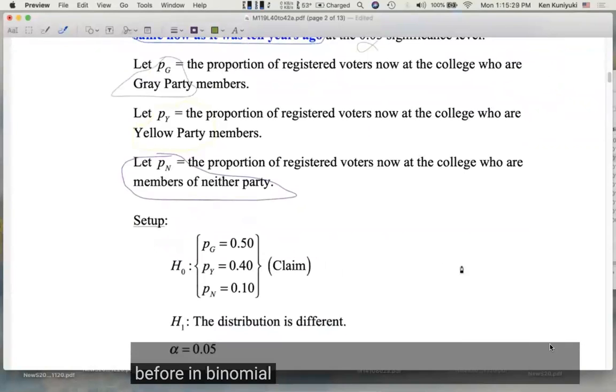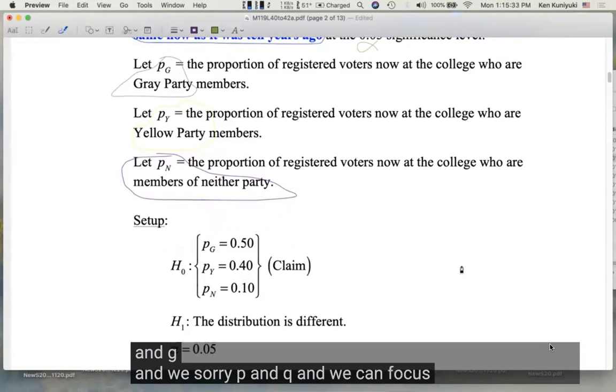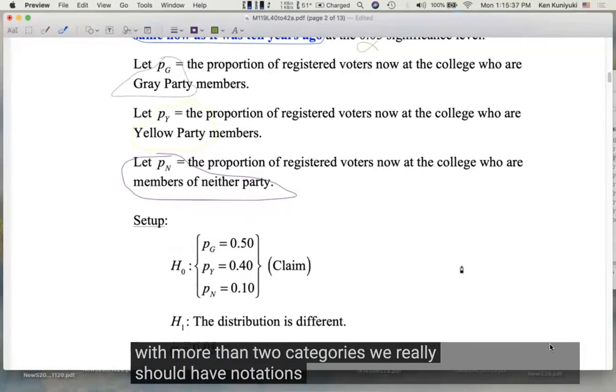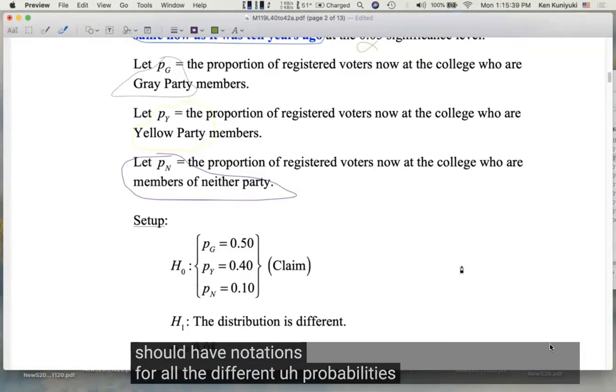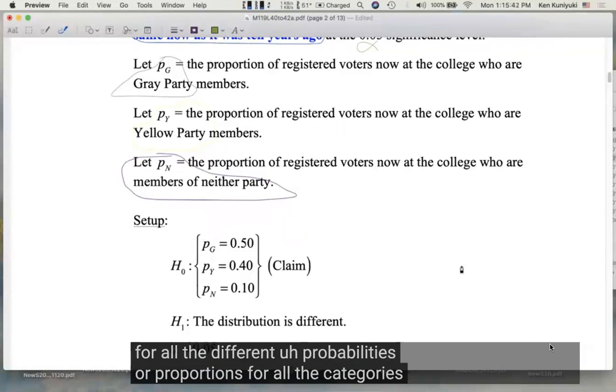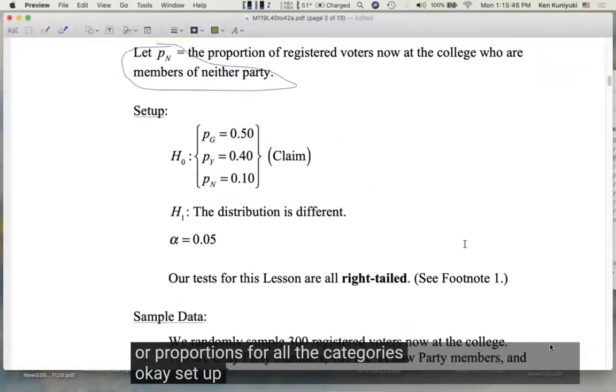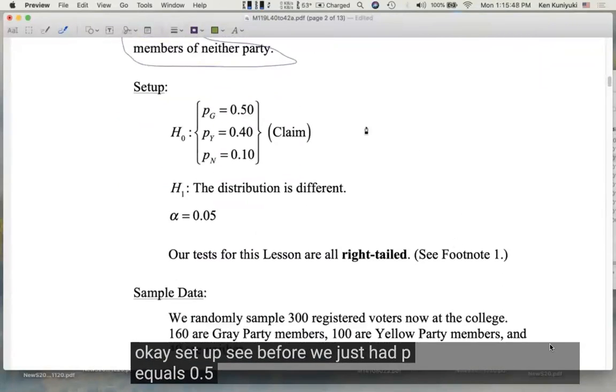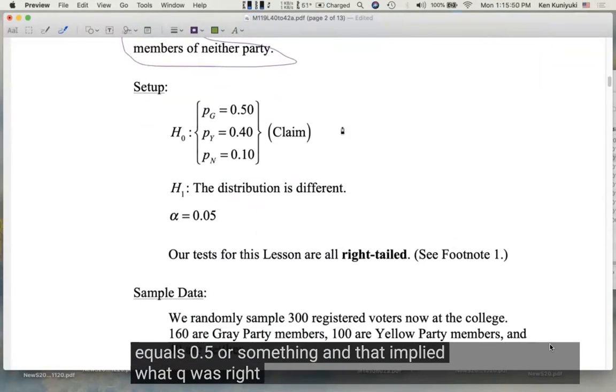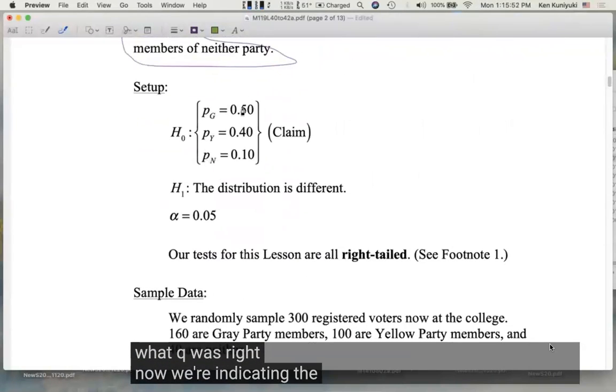Before, in binomial experiments, we had P and Q, and we could focus on P. With more than 2 categories, we really should have notations for all the different probabilities or proportions for all the categories. Okay, set up. See, before we just had P equals 0.5 or something, and that implied what Q was, right? Now we're indicating the hypothesized values for all 3 parameters.